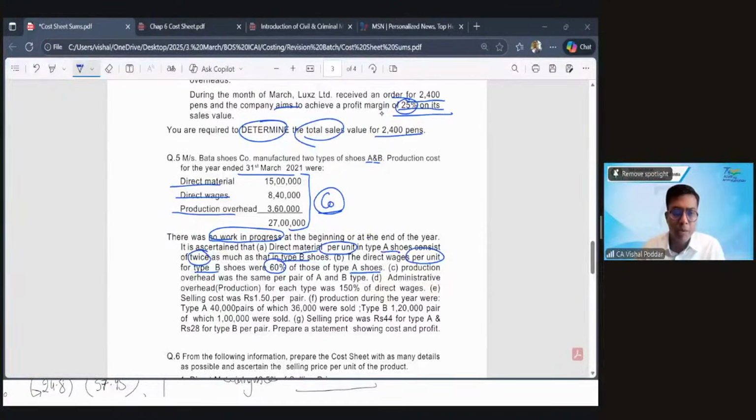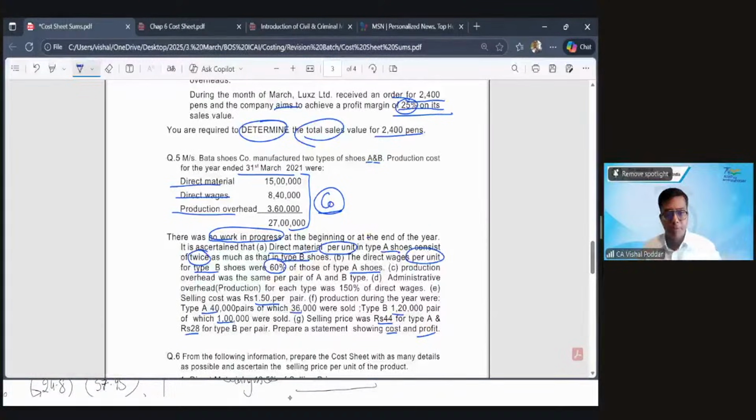Production overheads were same per pair. Administration overheads, which is related to production, is 150% of wages. Selling is 1.5 per pair. Production during the year is this. For A, 40,000, but sale is 36. For B, 120, but the sale is 100. Selling price is 44 and 28. You are determined to prepare a statement showing cost and profit.